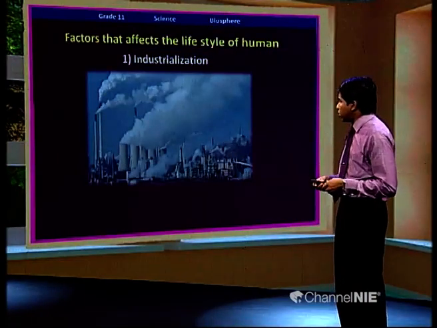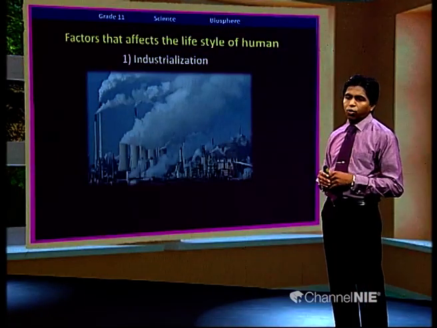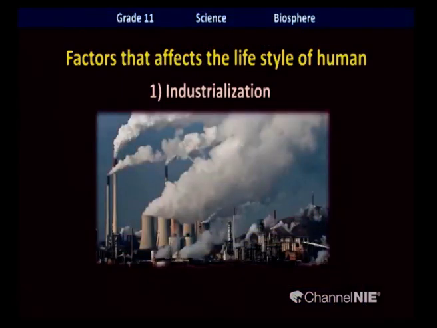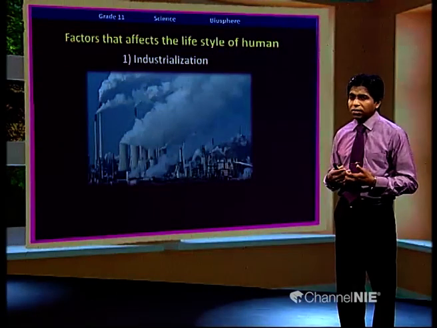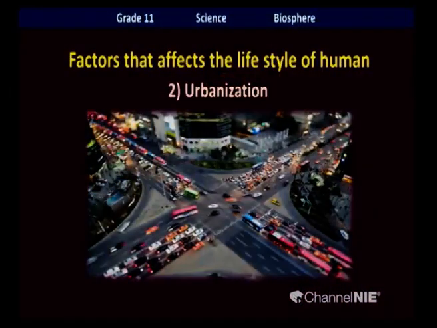Next one, factors that affect the lifestyle of a human. Number 1, industrialization. Industrialization means that due to the technological revolution and industrial revolution, there are more industries to increase the supply of services and other goods demanded by humans. Next one, urbanization.